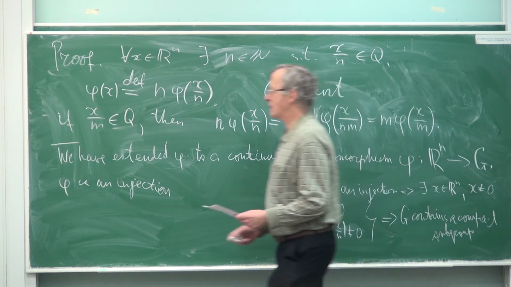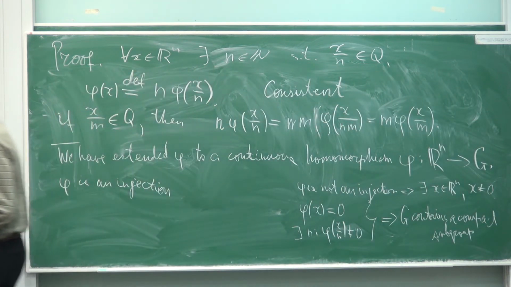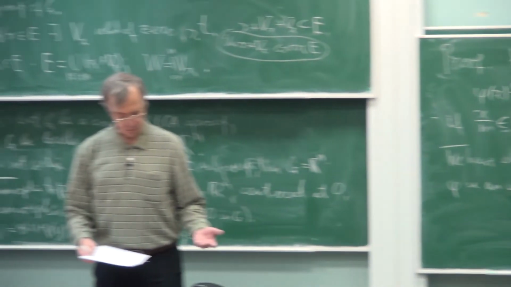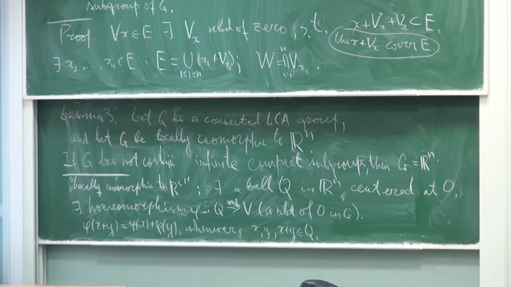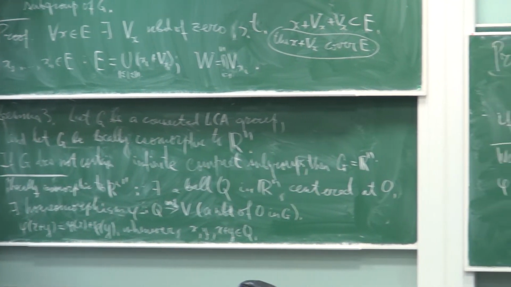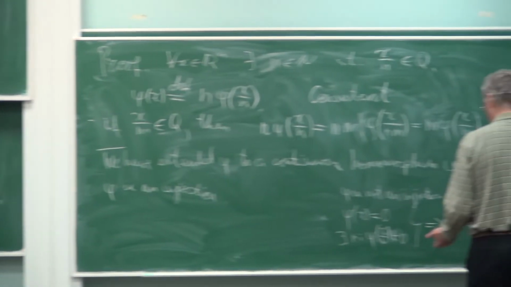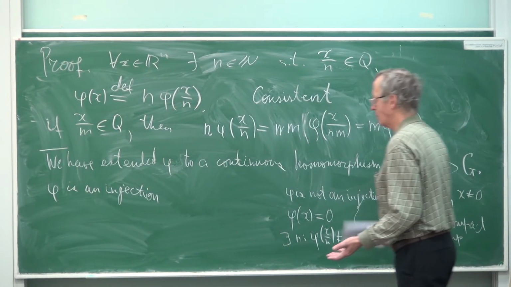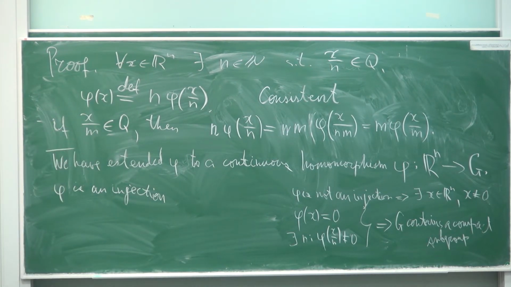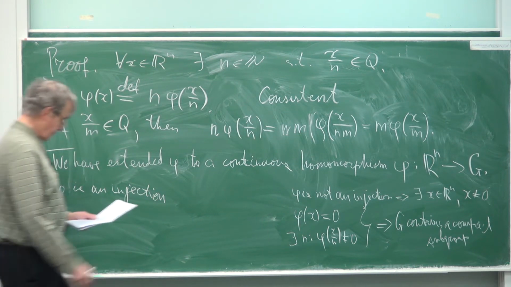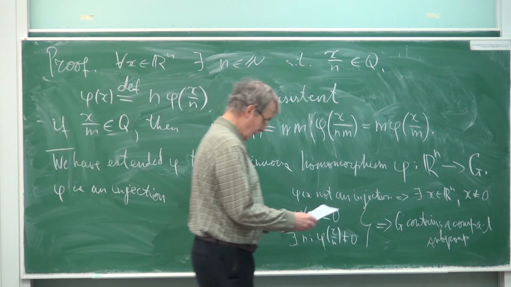So simply G contains some quotient of the group R, and the quotient of the group R is circular, this is a circle. So it is compact, infinite, and okay. And this is not the case by assumption. So it is an injection.